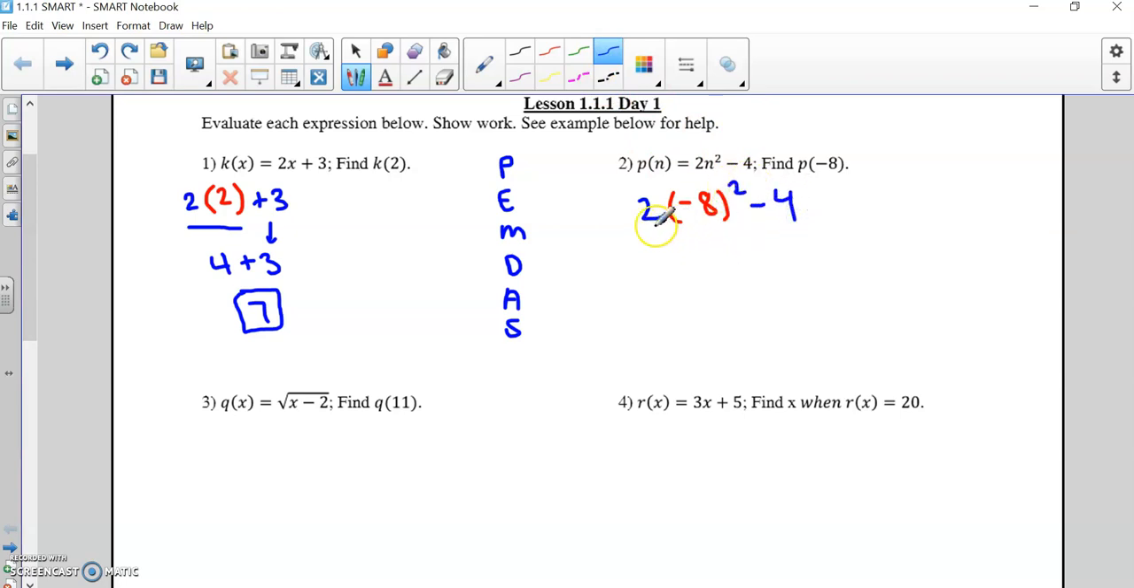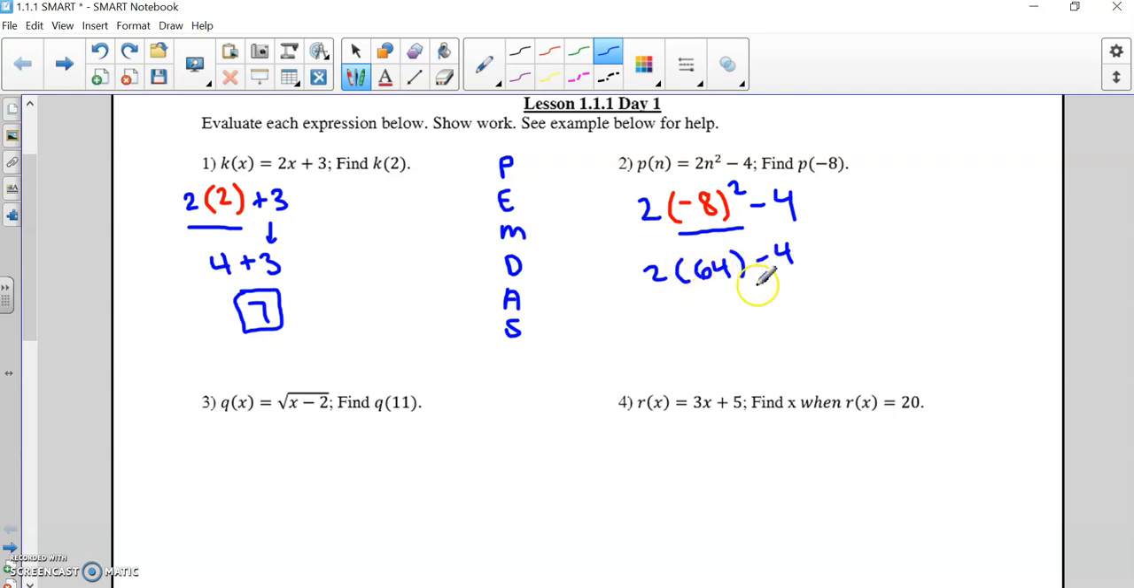So now, again, according to my order of operations, my negative 8 has an exponent of 2. And here I see that E, which stands for exponent, comes before all of these other things, including multiplication and subtraction. So I have to do the negative 8 squared first. That's going to give me a 64.